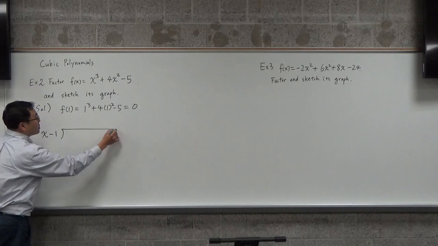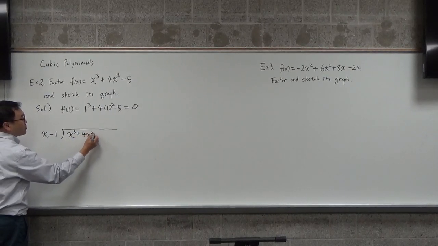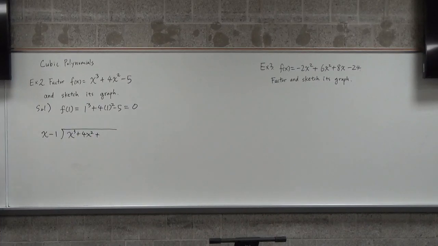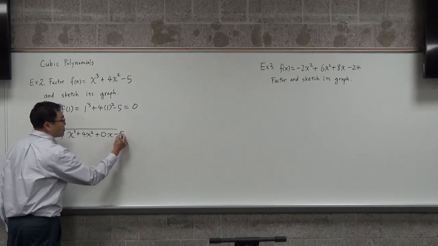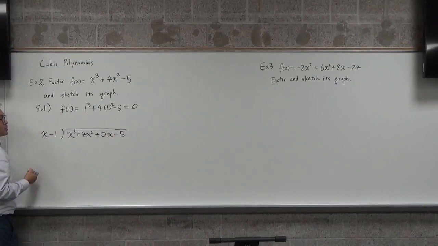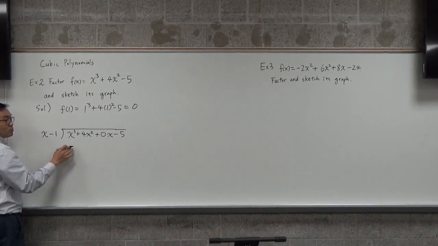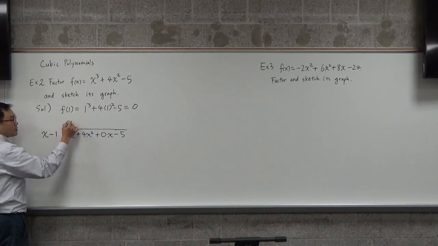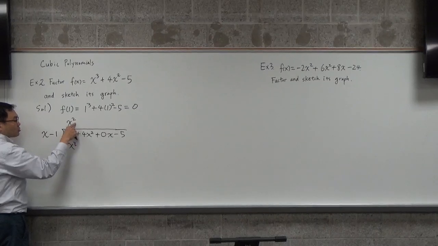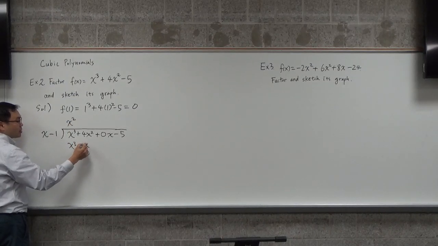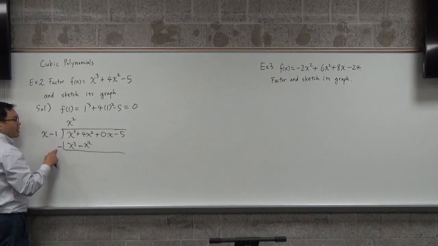So that's why you're going to divide x cubed plus 4x squared plus 0x minus 5. Okay? That's what you need to put. And then what should you multiply to x so that it matches with x cubed? X squared. So x squared times x gives you x cubed. X squared times -1 gives you minus x squared. Subtract. What is 4 minus -1?